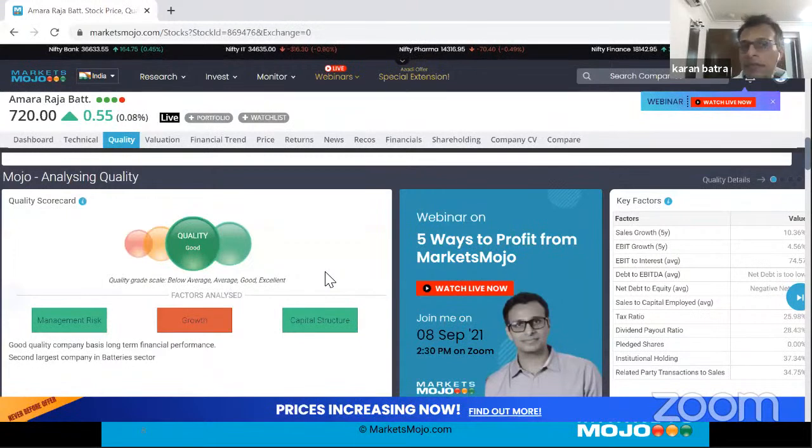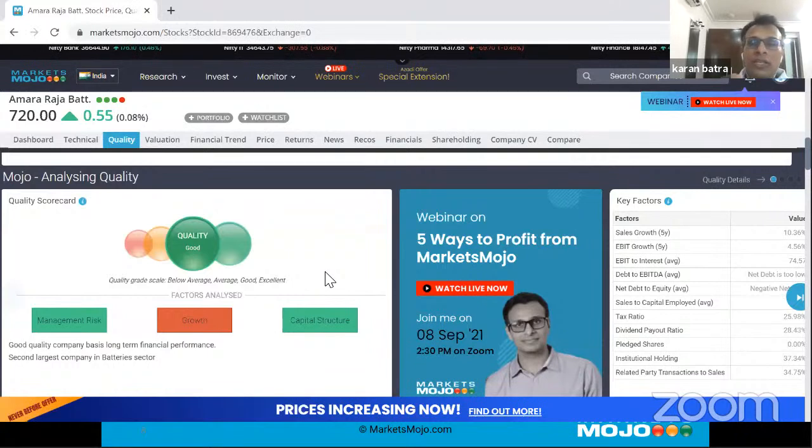Third and the most important feature of quality is the management risk. Now, people ask us, how do you measure management risk? Do you speak to the management? Do you speak to who's behind the company? No. If the management of the company is good, that will reflect in the numbers of the company.